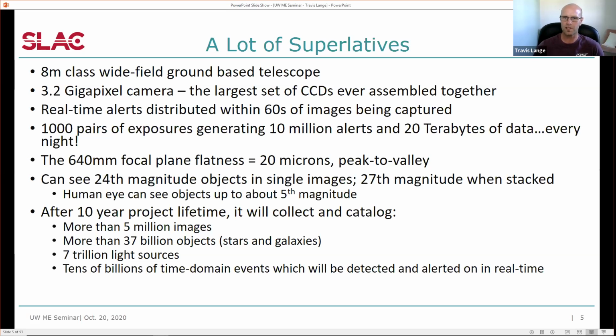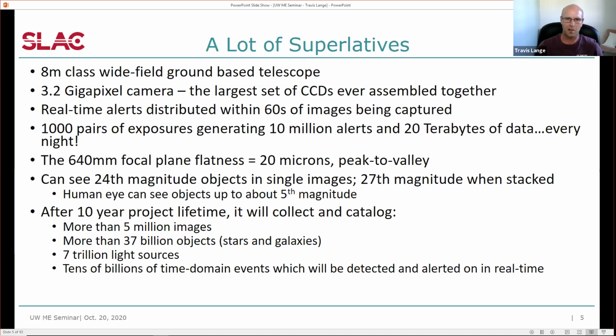But when you take a bunch of images and you overlay them over the course of the 10 years, you get up to about 1,000 images in the same location in space. And when you do that, you will actually get the ability to see it more like in the 27th magnitude, which is a pretty deep image.